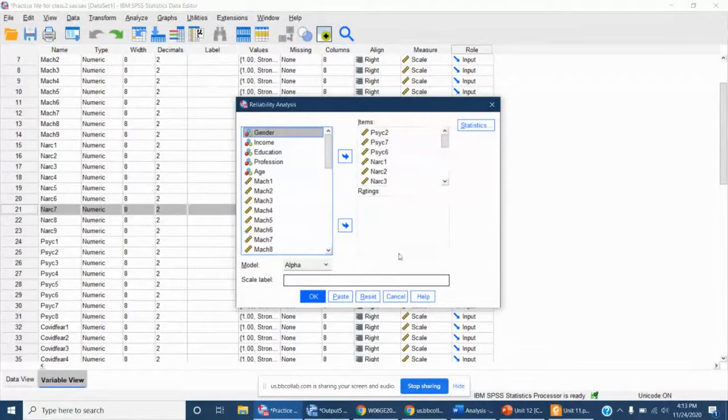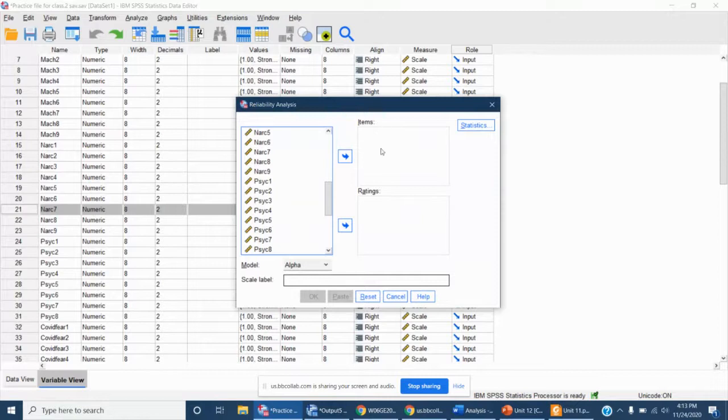So I have already calculated this. I will do it again for you. We need to transfer our items from this left window to this right box. The box name is the items box. We don't need to choose this ratings box.